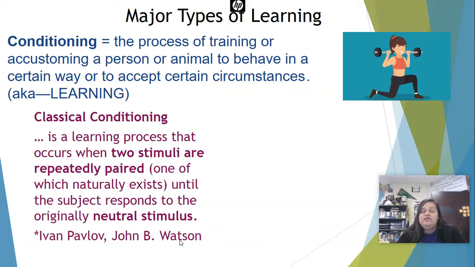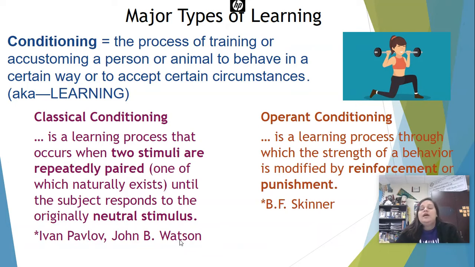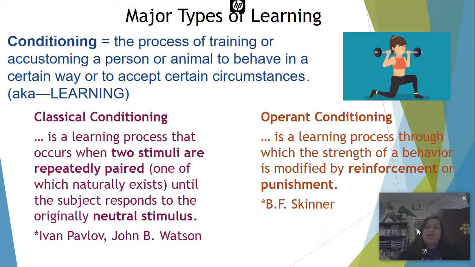Ivan Pavlov and John B. Watson are two big people for that, and we'll go into a lot more detail with them in the next section. And then the other way that we learn very easily is through reinforcement and punishment, and those are both part of operant conditioning. B.F. Skinner is the big person who has to do with that.